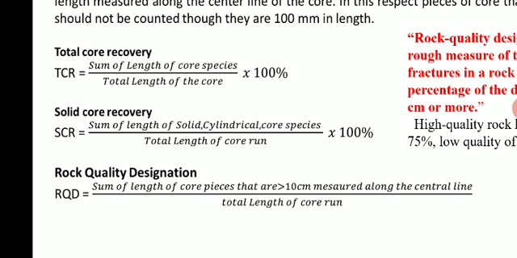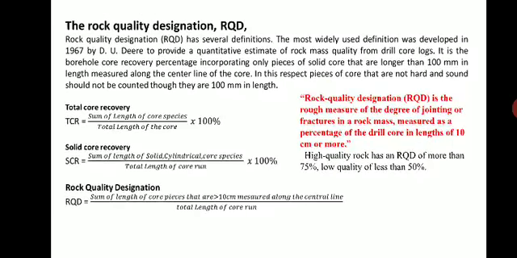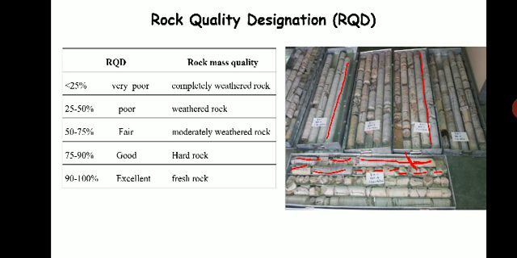Then one more is RQD, that is rock quality designation. So what is the formula for RQD? This is very important. The RQD formula is the sum of the length of core pieces that are more than 10 centimeter, measured along the center line, divided by the total length of the core run. So that is the formula. We'll see what that is.